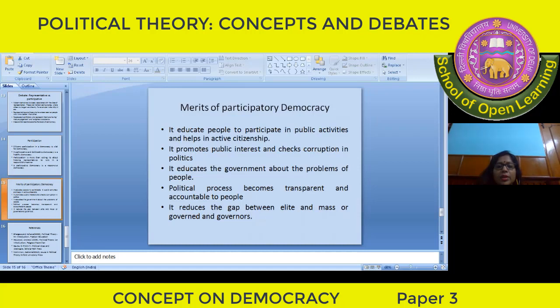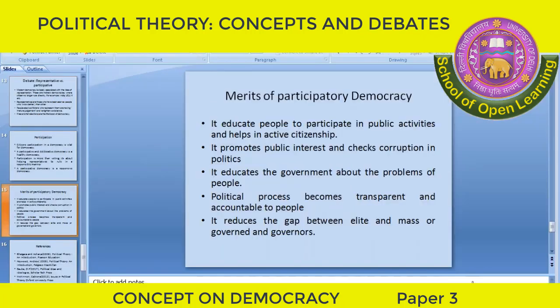Here you can look at the idea of participation and participative democracy. It promotes public interest, it checks corruption in politics, it educates the government about the problems of the people. The political process becomes transparent. For example, in the last few years we are always talking about governance, and governance talks about transparency. People should be open to debate, because we are part of a diverse society, and definitely diverse plural ideas will come and people will participate.